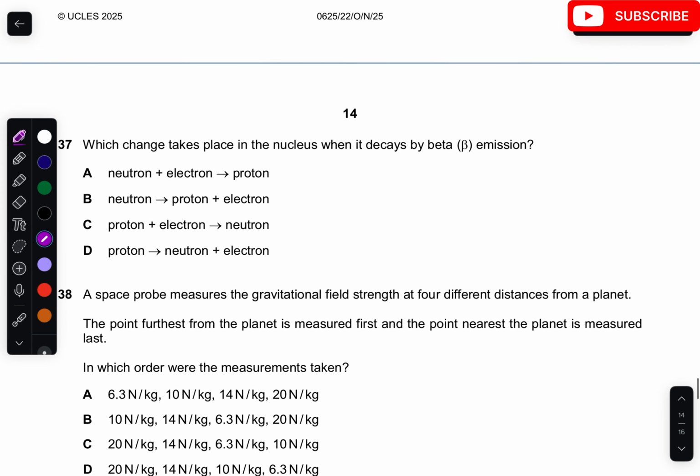In question 37, which change takes place in the nucleus when it decays by beta emission? Okay, so when there is a beta emission, a neutron changes into a proton and an electron.